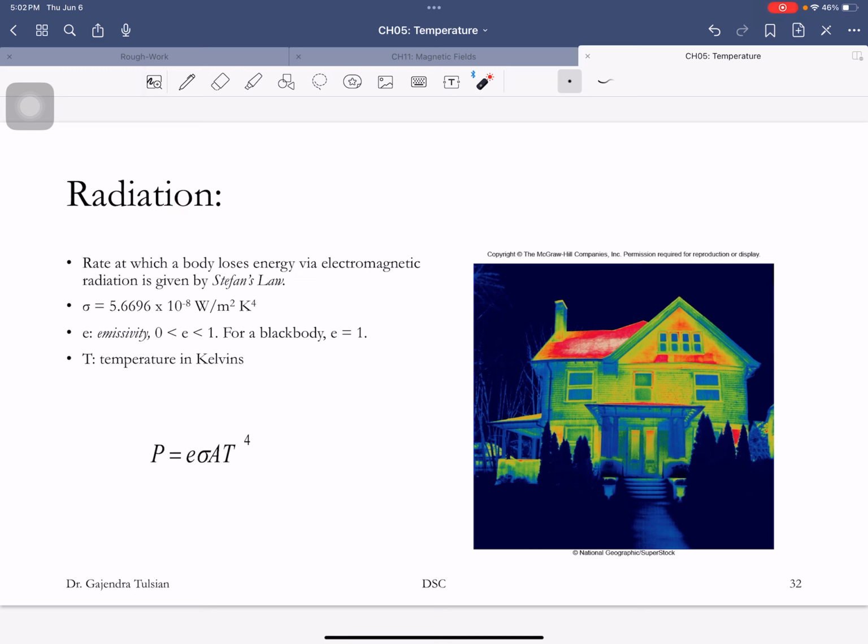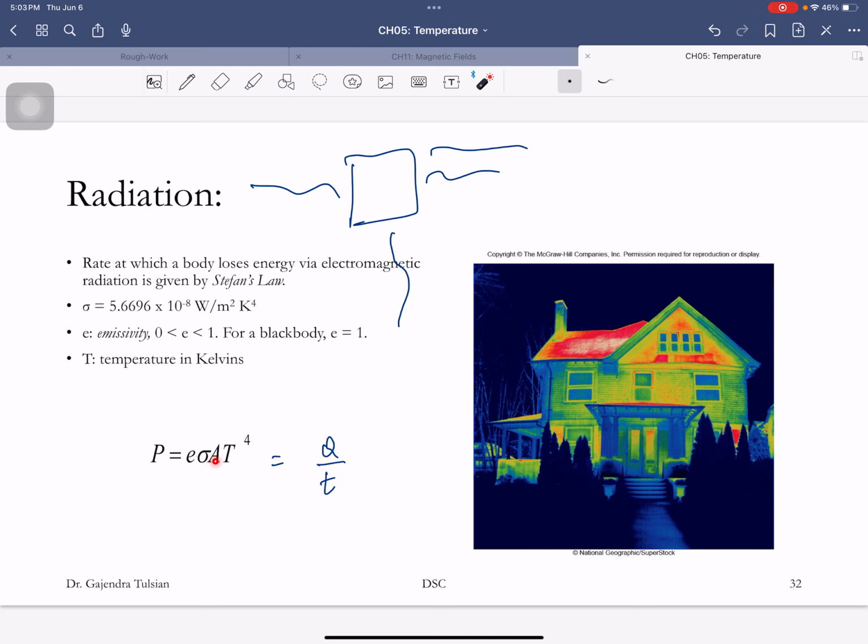Now we'll talk about heat loss via radiation. All objects radiate electromagnetic radiation, and this formula gives you the rate of heat loss. P is the power, the rate at which you're losing heat via radiation. E is the emissivity of the object, which depends on the surface properties. Sigma is a universal constant. A is the surface area, and T is the temperature in Kelvin to the power 4.